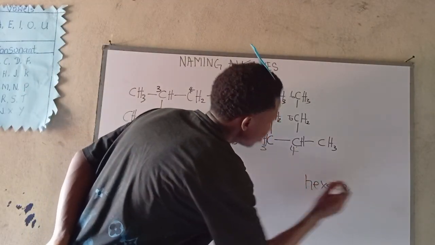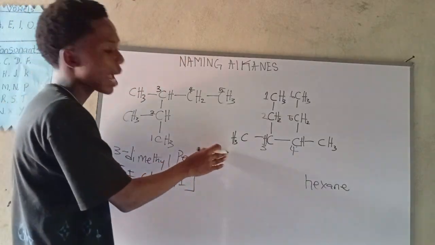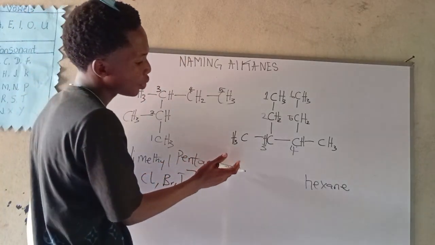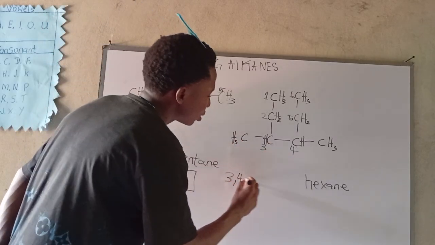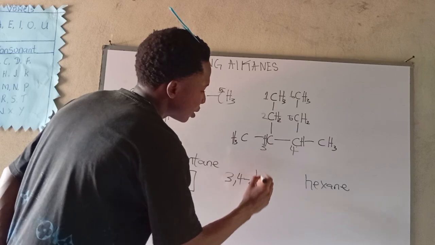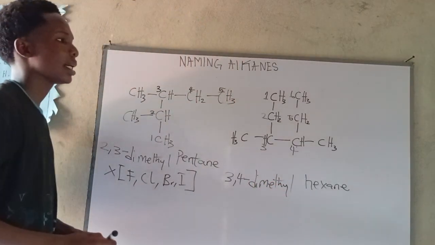Hexane. Okay, guys. Now looking at this, where is our alkyl group? Our alkyl groups are in the positions 3 and 4. So we can easily say 3,4-dimethylhexane. Okay, guys.